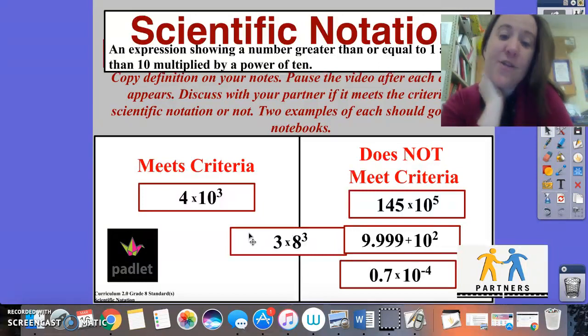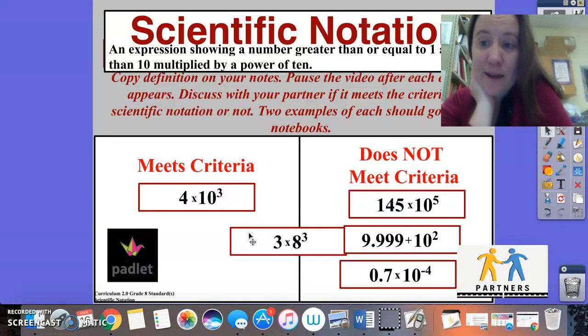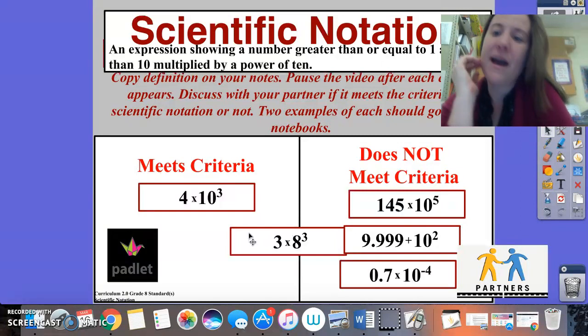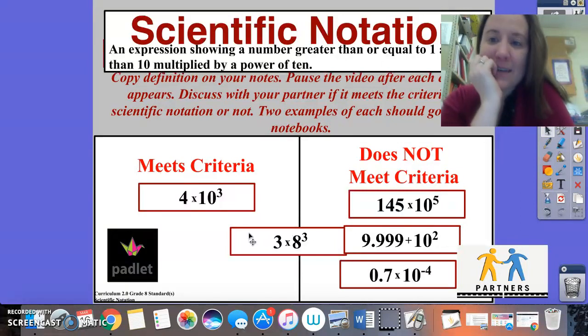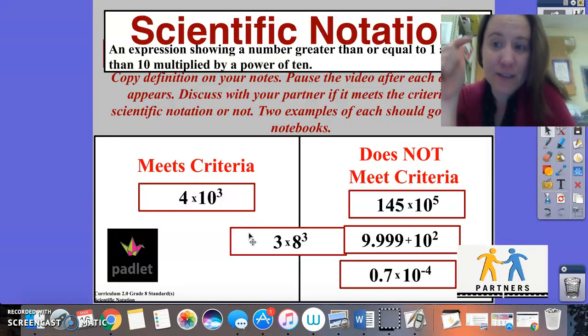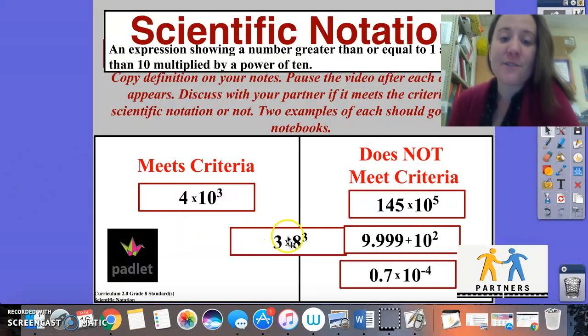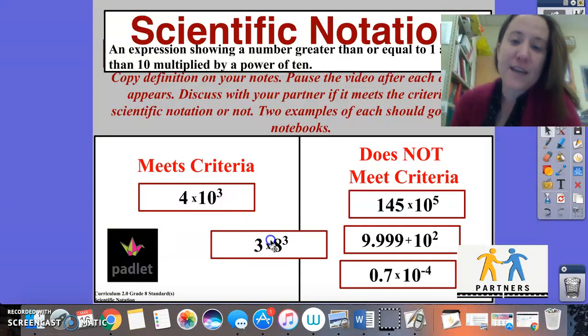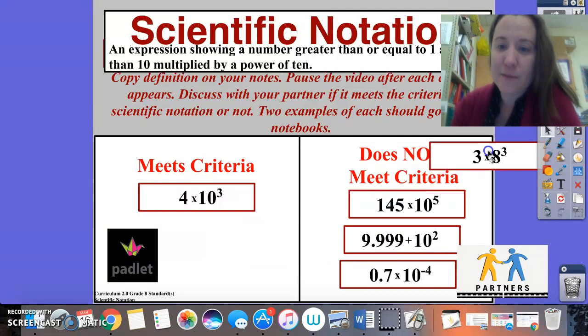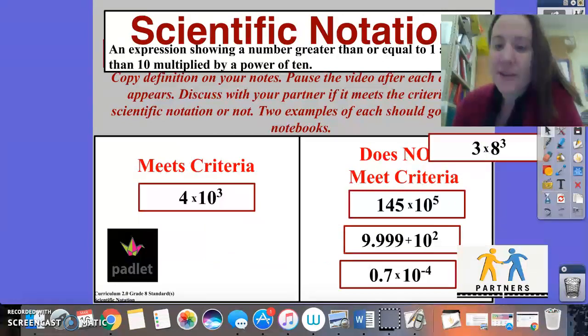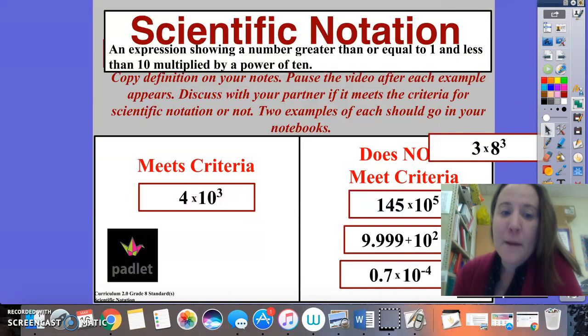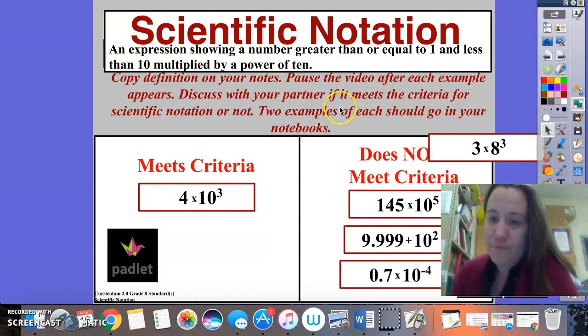All right, this one I see 3, which is good. That's greater than or equal to 1, but less than 10. And I have multiplying. But I have times 8 to the 3rd power. And we're going to get into practicing with a base that's not 10, but that's not today, because today we're only talking about scientific notation. And scientific notation has to be multiplied by a power of 10. So that would go over in the does not meet criteria column. So before you go on to the next slide, make sure you have 2 meets criteria examples down, and 2 of the does not meet criteria.